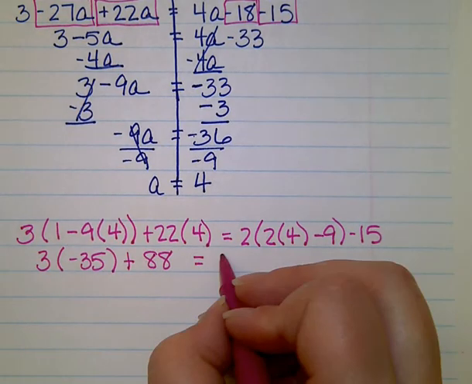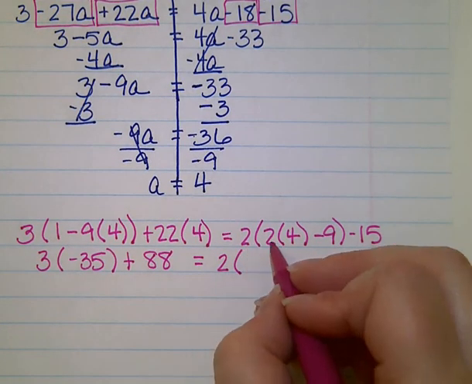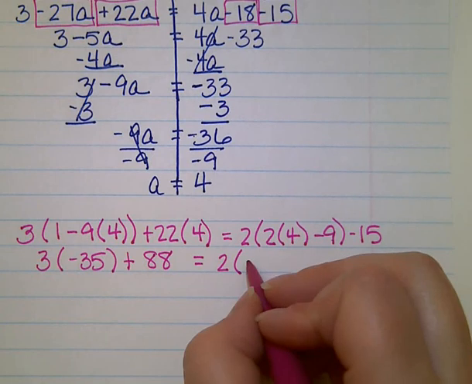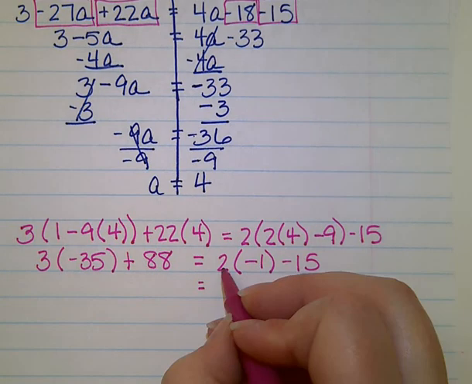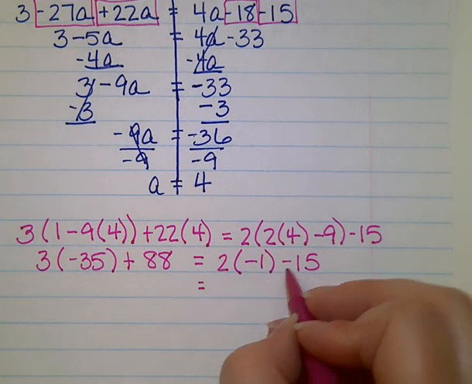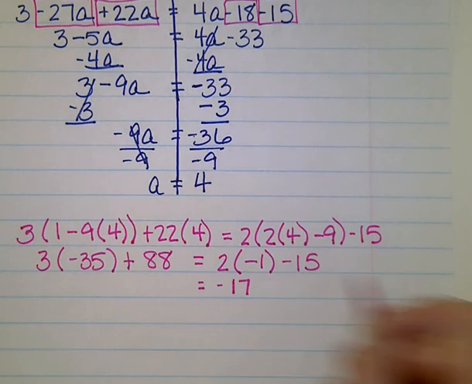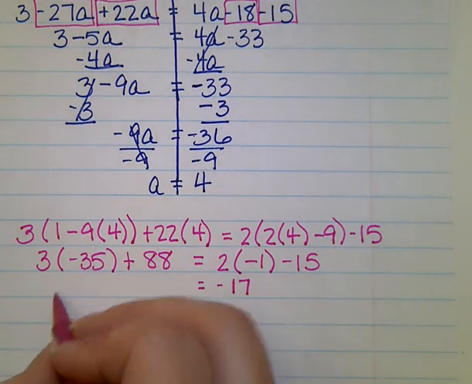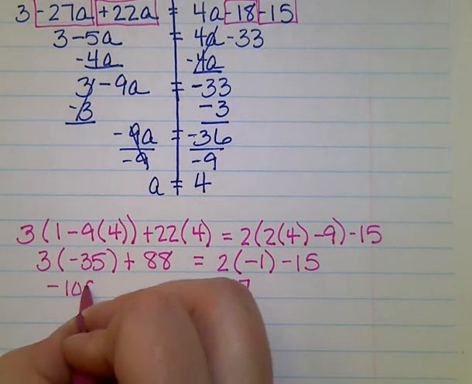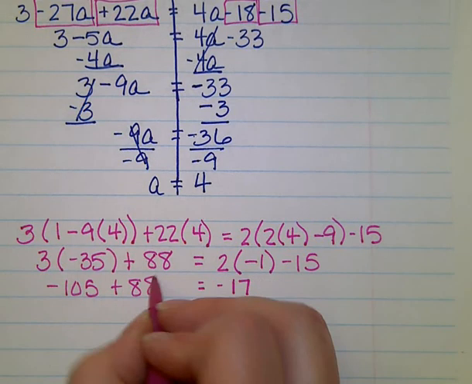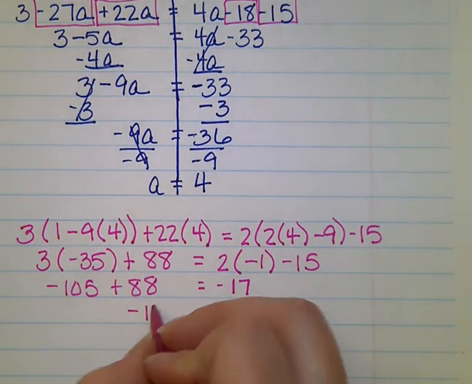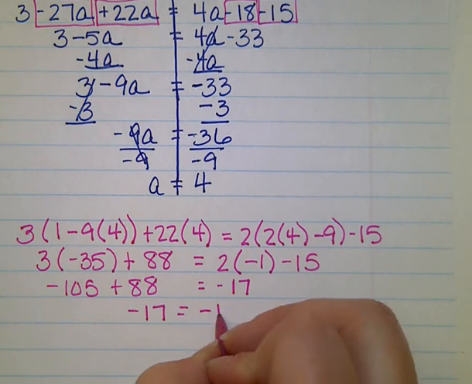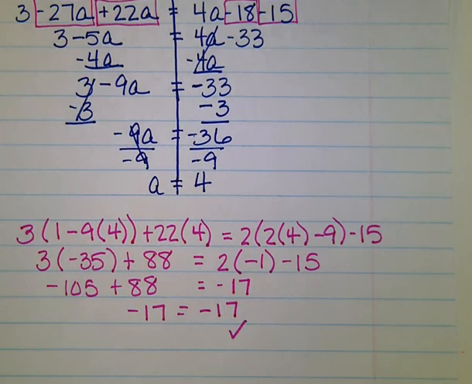I have on this side 2 times 4 is 8 minus 9 is a negative 1 minus 15. We'll do the easy side first. 2 times a negative 1 is a negative 2 minus 15 is a negative 17. 3 times a negative 35 is a negative 105 plus 88. And when I add 88 to a negative 105, I do get a negative 17. My sides check, and we got it correct.